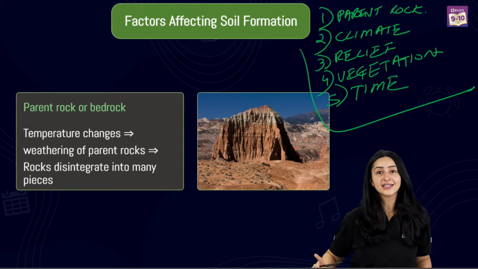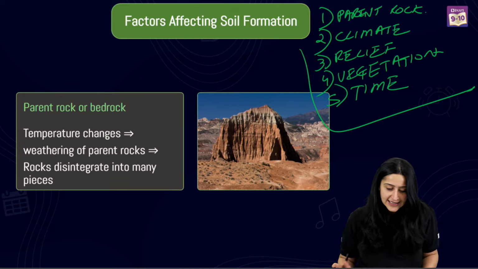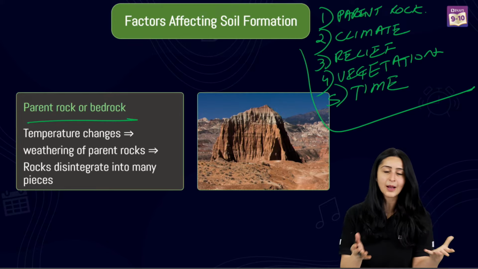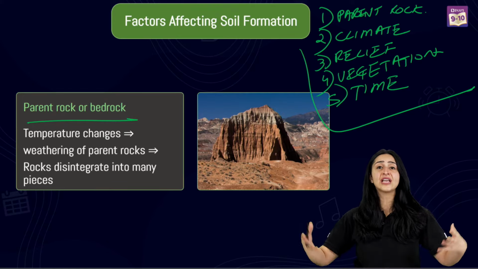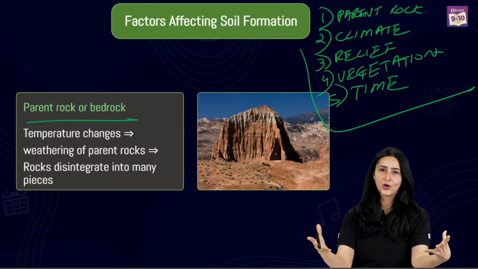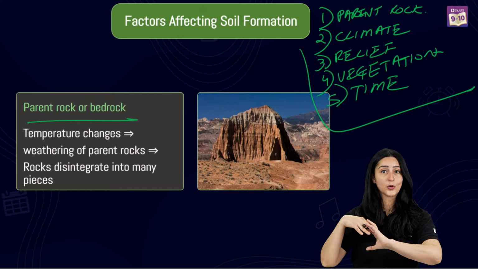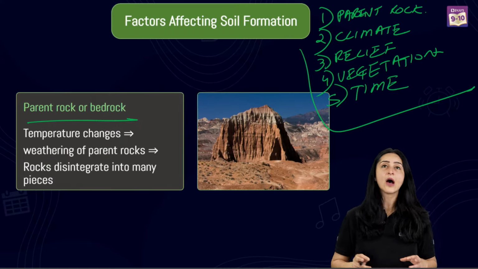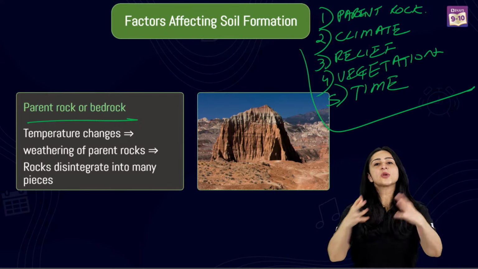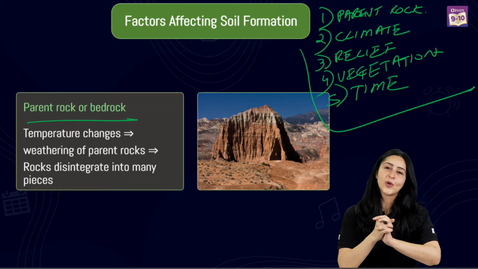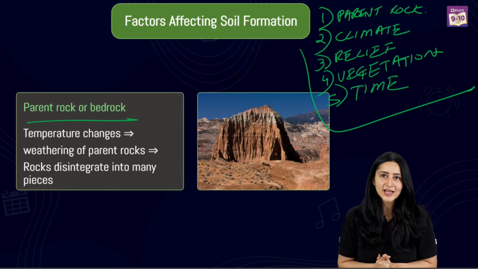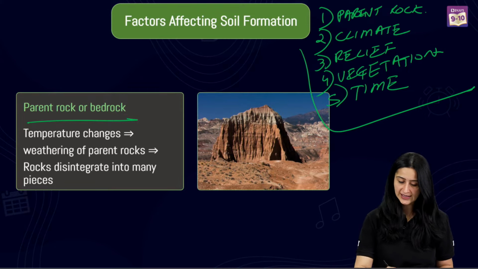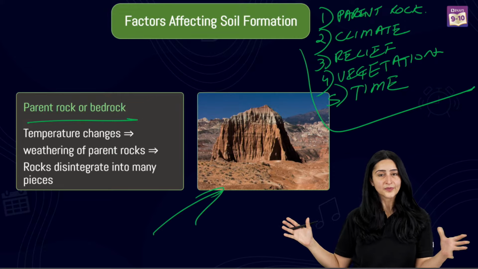Now, the first factor that we are going to discuss today is parent rock, or bedrock. Like I said before a couple of times, our soil is actually formed from this bedrock. It's the last layer of soil that I spoke to you about. Basically, we get soil out of rock. How do we get soil out of rock? That is exactly what I'm going to be explaining right now. So let us assume that you have this parent rock, as you can see right here in the image.